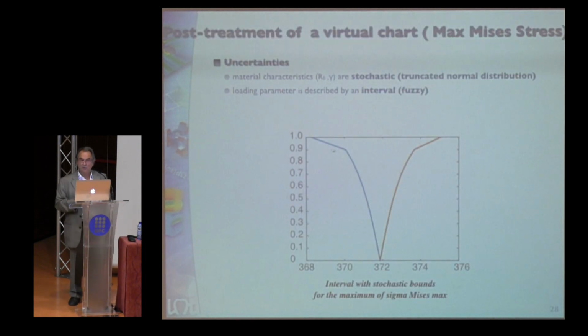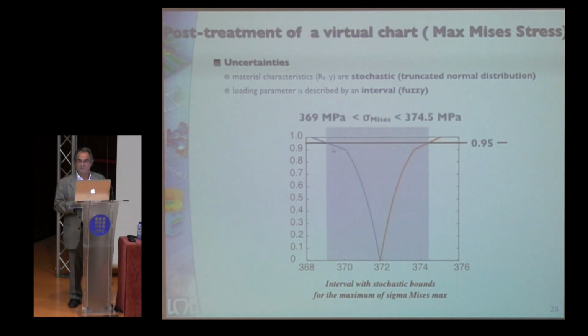So now an application. So I am considering a virtual chart related to the maximum of the Mises stress. For the uncertainties, for the 2 material constants, they are stochastic, and they follow a truncated normal distribution. And for the loading parameter, yes, it is described by an interval, so we have a fuzzy description. So now we are able, yes, to define, for this maximum Mises stress, an interval where it is at 95% probability, for example, and you see here what is this interval.